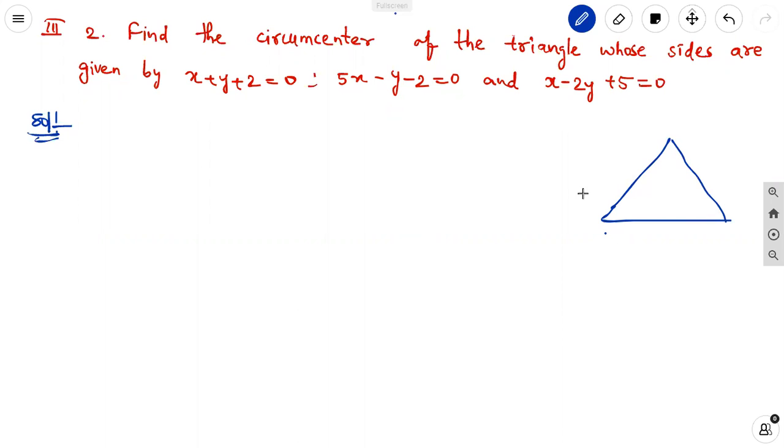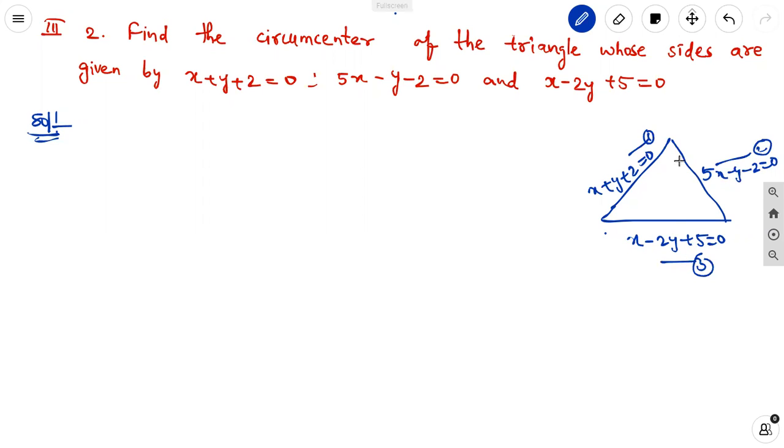The triangle, they have given the sides. One is x plus y plus 2 equal to 0. Let it be equation 1. And the second one is 5x minus y minus 2 equal to 0. It is the second equation. The third one is x minus 2y plus 5 equal to 0. It is the third equation.